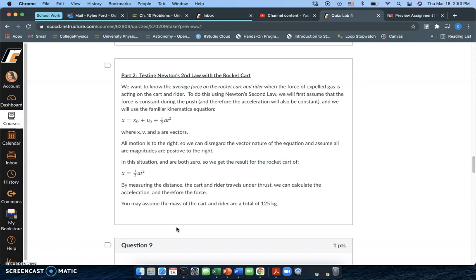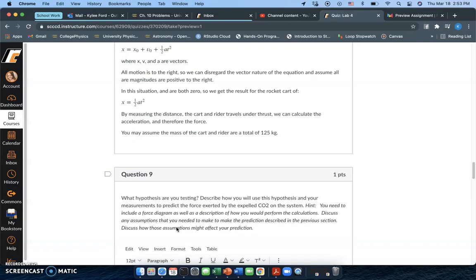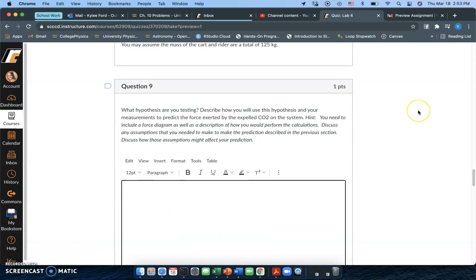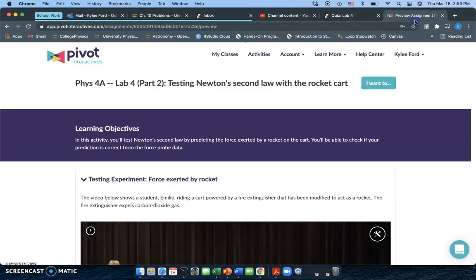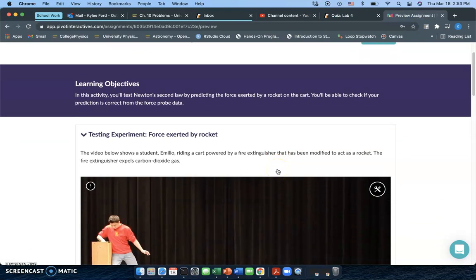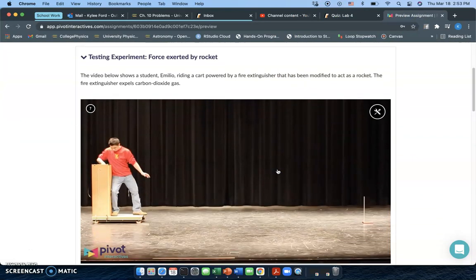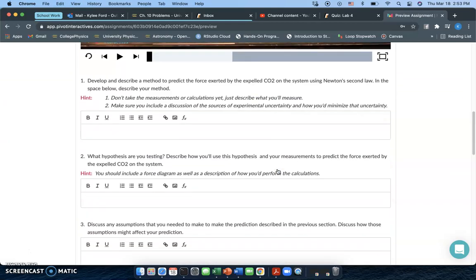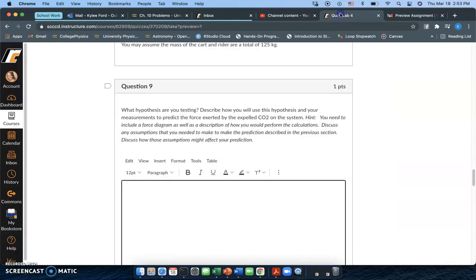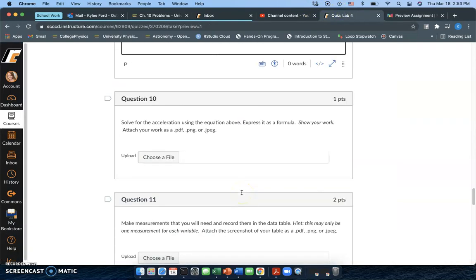So it talks about some different kinematic equations that we'll need, and we will then go on to answering what hypothesis you're testing. You want to, again, like I said, be able to talk about force versus acceleration. So it asks you what hypothesis you're testing and so forth.